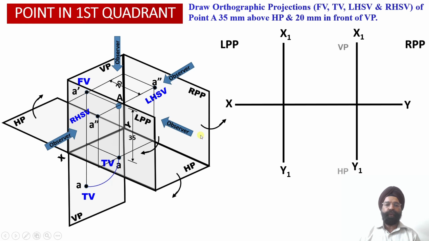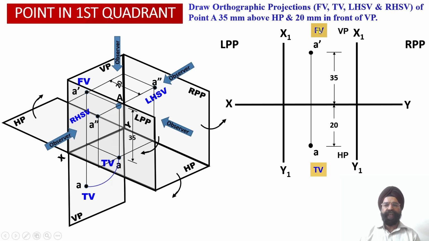Now when the observer is going to look at this object from the front, we are going to obtain the front view projections onto the vertical plane over here. The front view orthographic projection, that is point A dash, we have already discussed. It is located at a distance of 35 millimeter above the XY reference line, or above the horizontal plane. So we have marked point A dash as the front view projection at a distance of 35 millimeter above the horizontal plane or above the XY reference line.